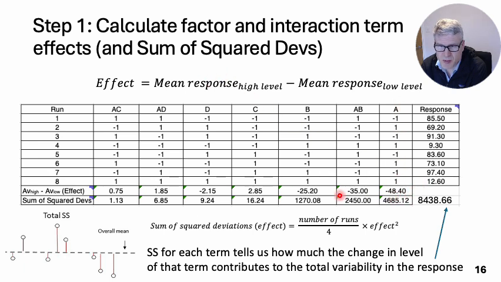These have been ordered by the effect. So AC here has a very small effect. There's not much difference between the mean response at the high level and the mean response at the low level.